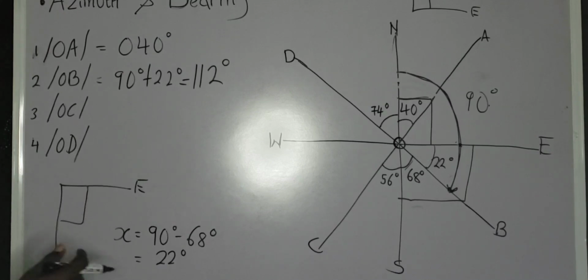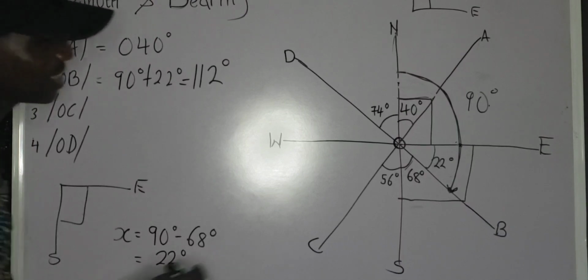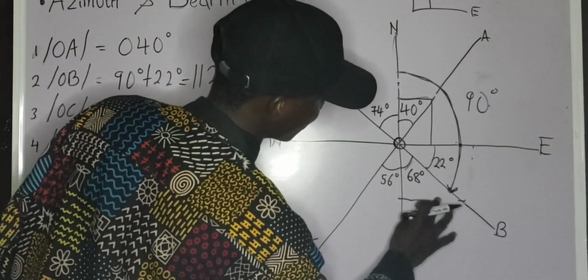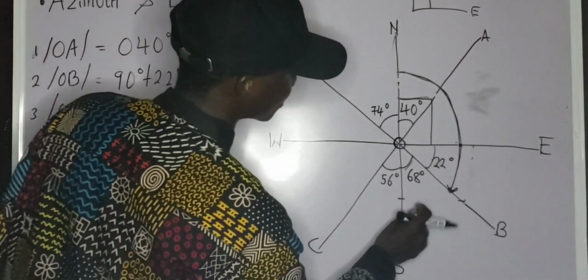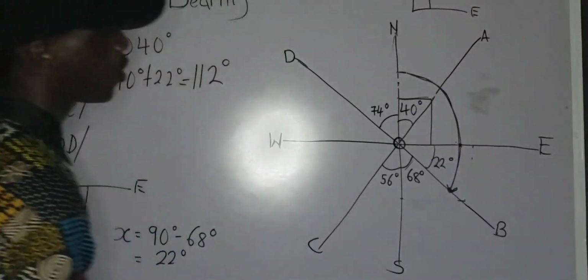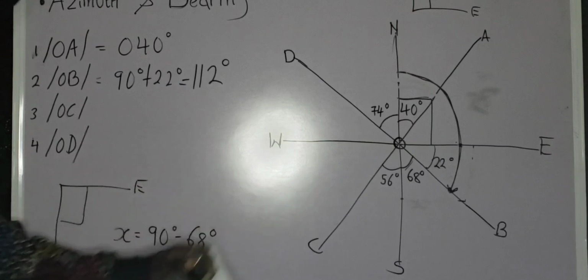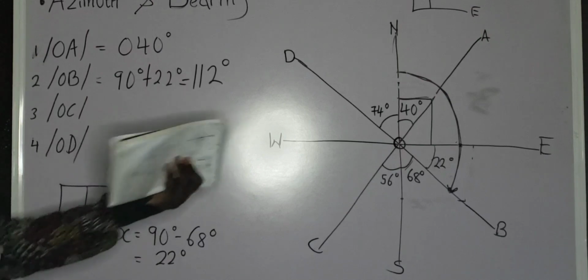So let us proceed to calculate the azimuth of line OC. Let me erase this. Let me erase this also, okay? Now let us calculate the azimuth of line OC. Don't forget that the azimuth of a line is the angle that lies between the north line and the line itself. Are you getting what I'm saying? That is the azimuth. That is the basic concept behind what you are doing.